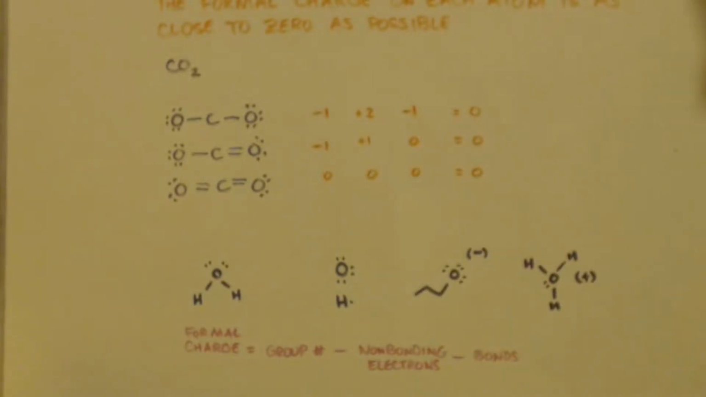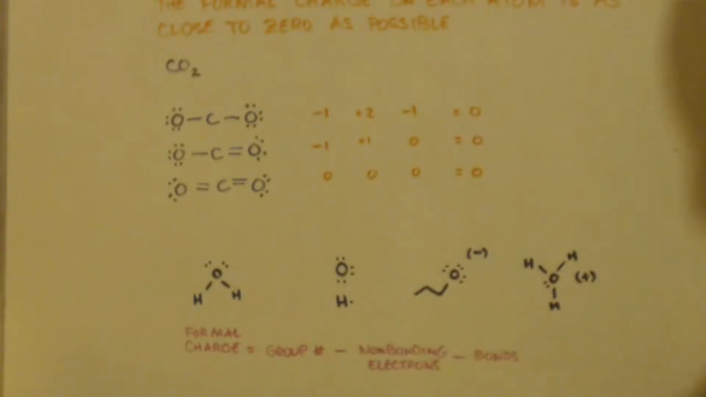Alright, now a good scientist would learn that equation and that would be the end of it. But I want you to understand what that equation means, right? And here's the equation again. Formal charge equals group number minus non-bonding electrons minus bonds. I want you to look.